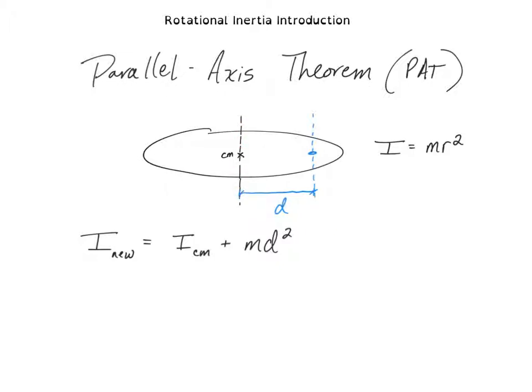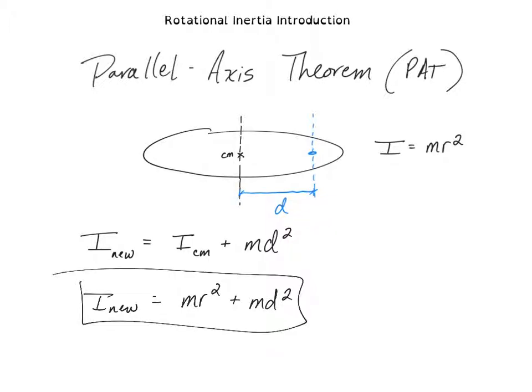So this new moment of inertia would equal mr squared plus md squared. Pretty straightforward. This right here is your parallel axis theorem, where we say that the new moment of inertia is the moment of inertia based on the axis running through the center of mass, plus the mass of that object times the distance that the axis actually shifted from the axis running through the center of mass.